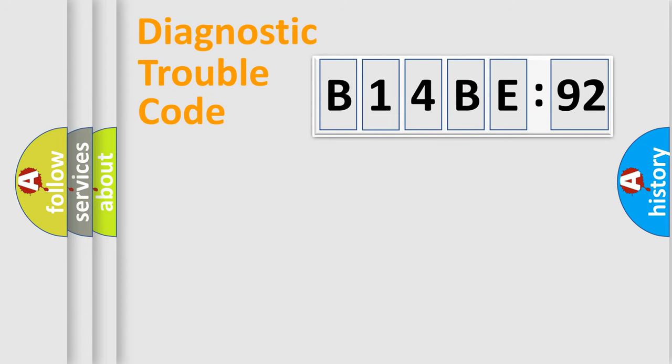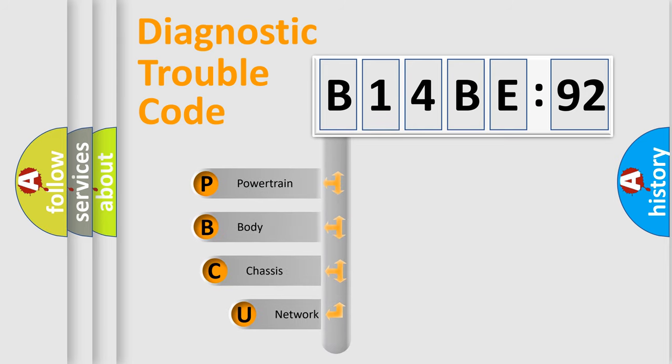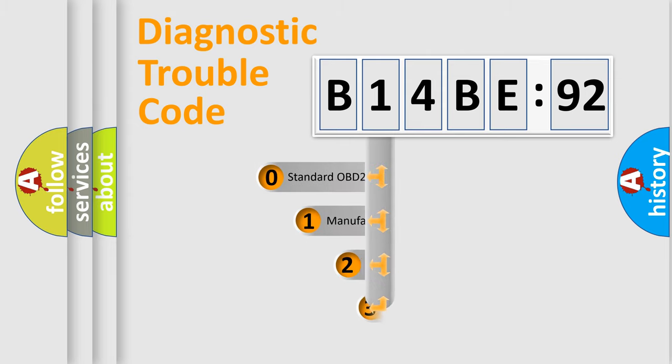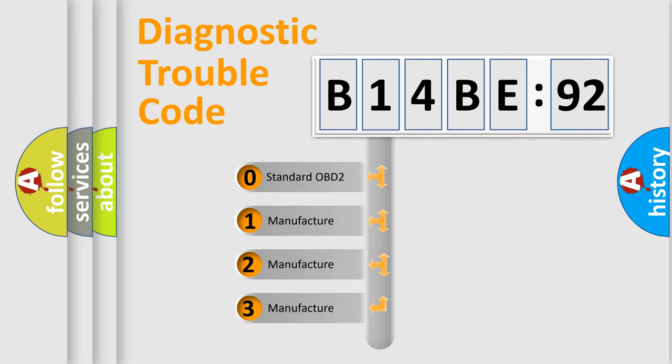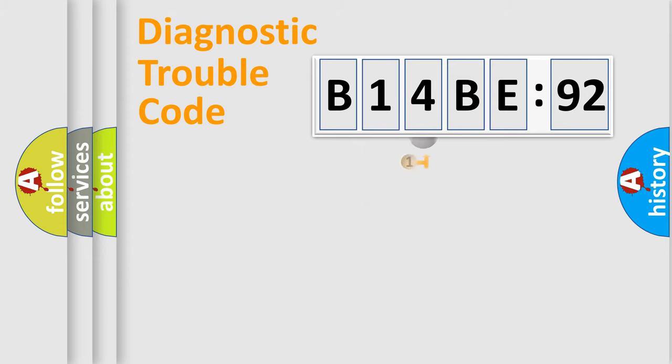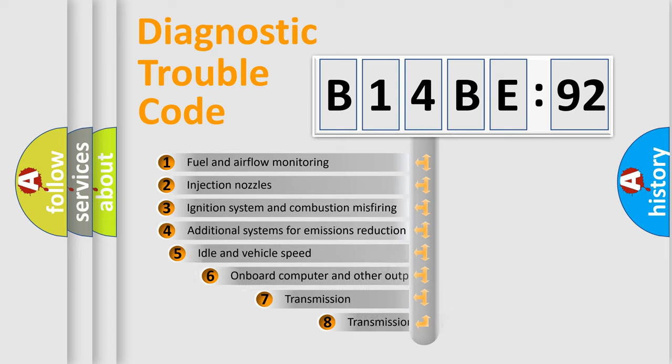Let's do this. First, let's look at the history of diagnostic fault code composition according to the OBD2 protocol, which is unified for all automakers since 2000. We divide the electric system of an automobile into the four basic units: powertrain, body, chassis, network. This distribution is defined in the first character of the code. If the second character is expressed as zero, it is a standardized error. In the case of numbers 1, 2, 3, it is a more prestigious expression of the car-specific error.